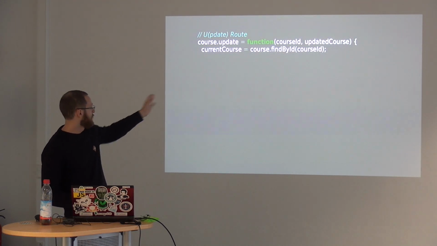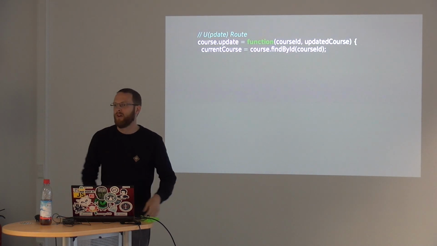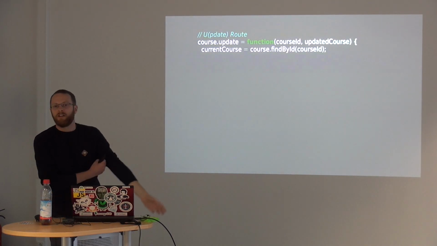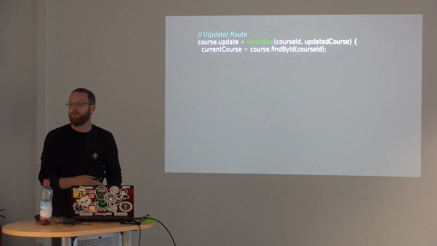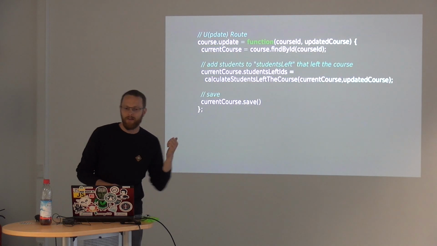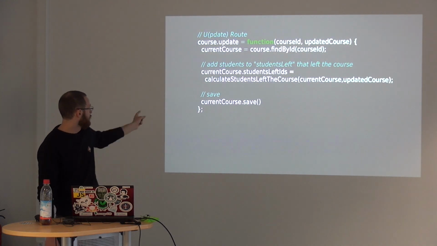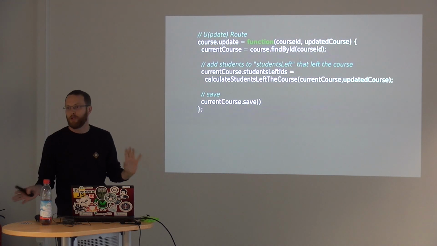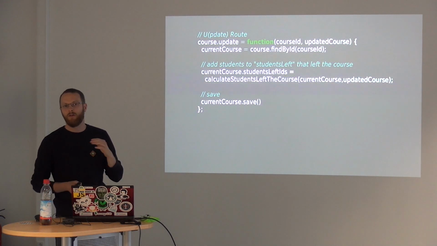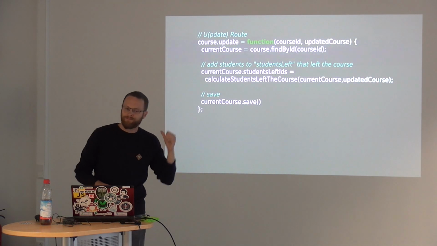Basically, you get the course ID, and you get the whole updated course object. That's a common thing with Backbone, for example. You get the whole object. And then you say, give me the current course out of the database. And now you have to do some comparisons. You have to calculate which students actually left the course. That could be something like this: calculate students left the course, a magic operation that compares the students property of both course objects, old and new. And there you go, and you save it.